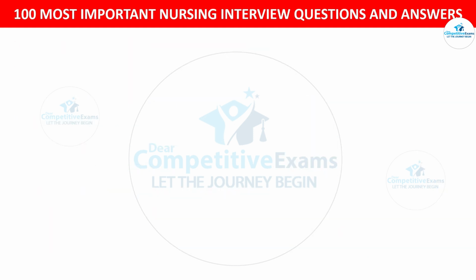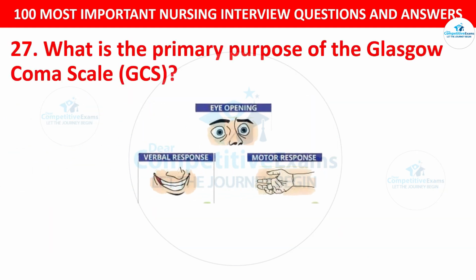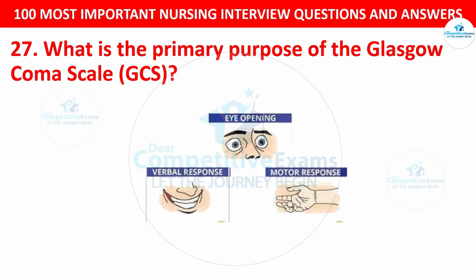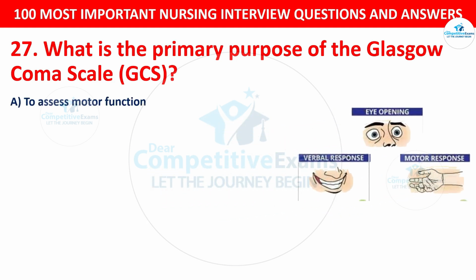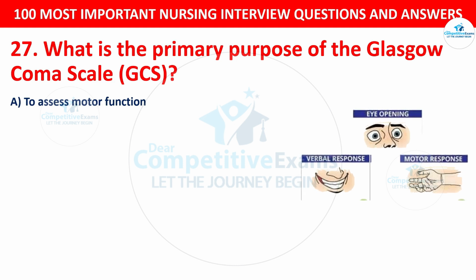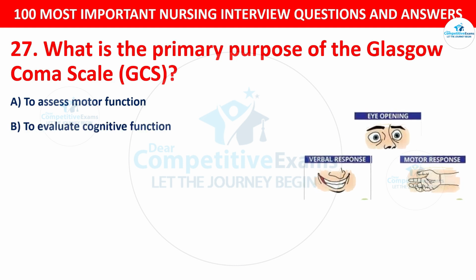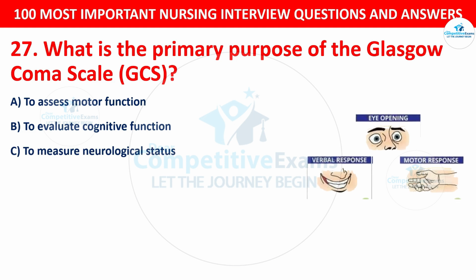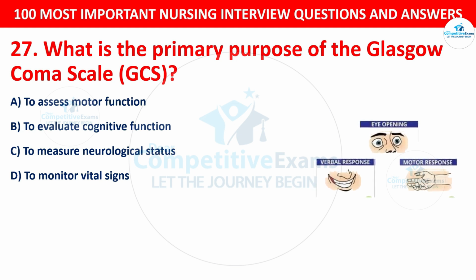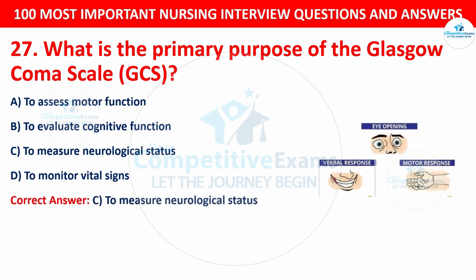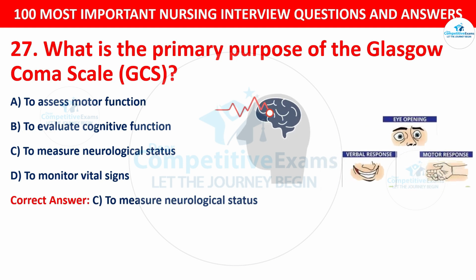Question number 27. What is the primary purpose of the Glasgow Coma Scale (GCS)? Your options are to assess motor function, to evaluate cognitive function, to measure neurological status, or to monitor vital signs. The correct answer is C, that is to measure neurological status.